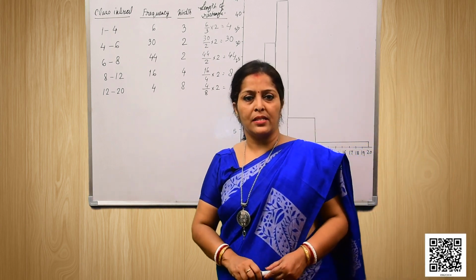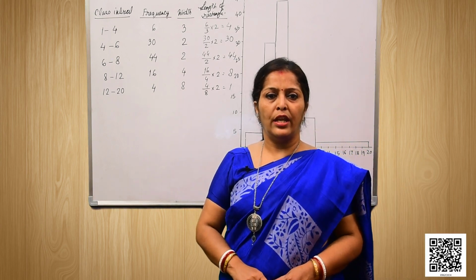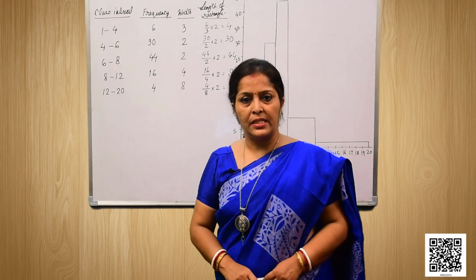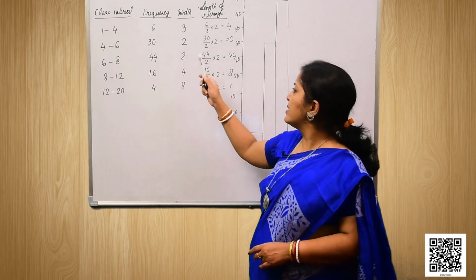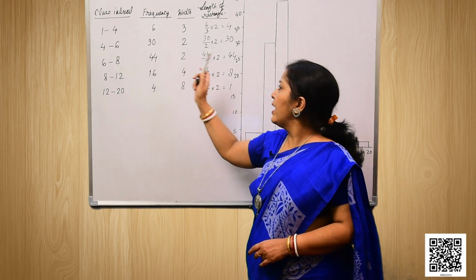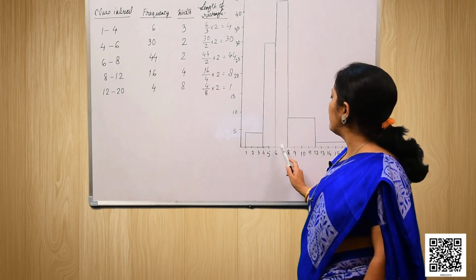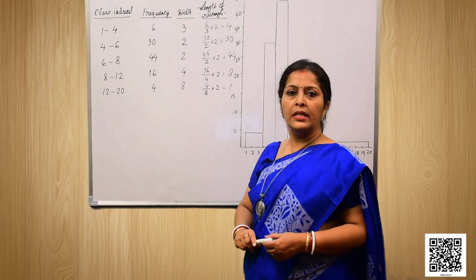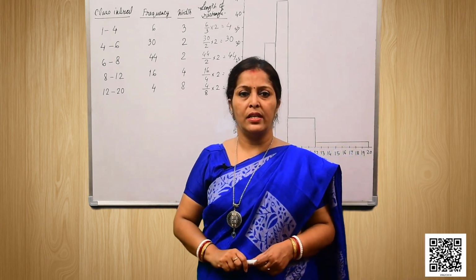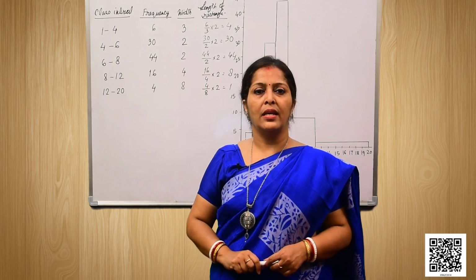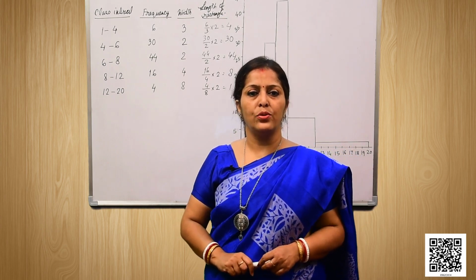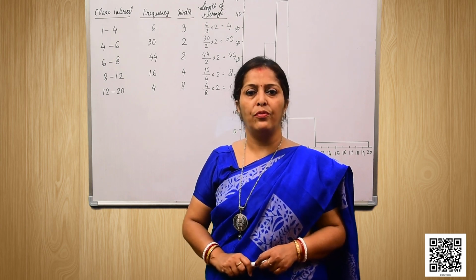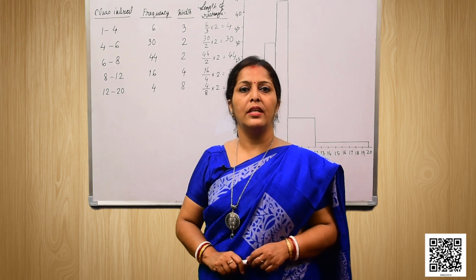Now the second bit is asking, write the class interval in which the maximum number of surnames lie. So we can see it from the frequency column as well as from the graph, that in between 6 to 8 we have the maximum frequency, that is the maximum number of surnames. So the answer will be, the class interval is 6 to 8, where the maximum number of surnames, that is 44, lie. I hope this is clear to you all.